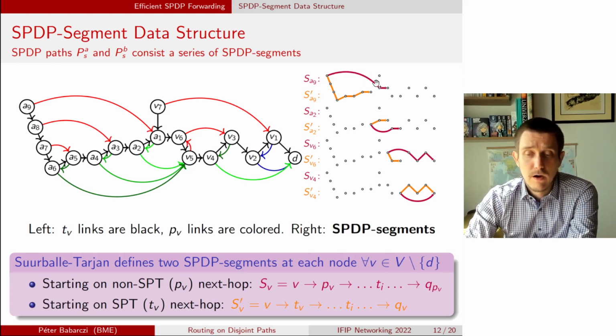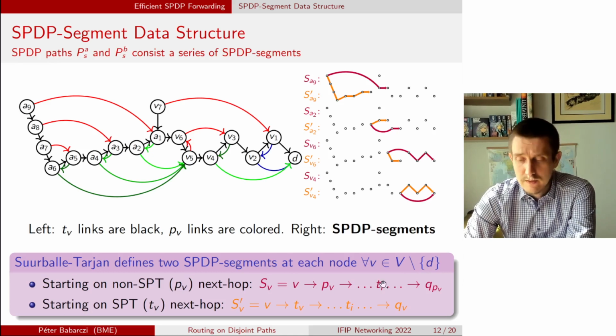The purple ones are the segments starting on the P links, on the non-shortest path links. So here we can see the purple one starting on the P-V link traverses some shortest path links, if there are zero or multiple ones, until the Q node of this P link is reached. The other segment starting from a node, in this case from node A9, is the orange one, which starts on the shortest path links and goes until the Q node of this node A9. So these are the two segments starting from each node.